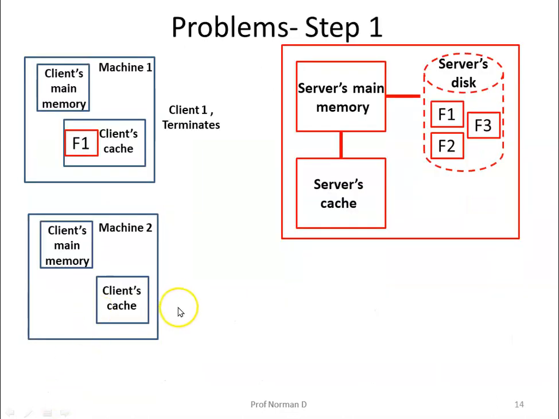Now suppose in this case we have the server and we have different client machines. We have the server's main memory, server cache, the server's disk. Same with respect to different machines, client main memory and the client cache. Now suppose that a client process on machine A reads file F1 from the server. Now this particular client terminates, but the machine keeps the file F1 in its cache.